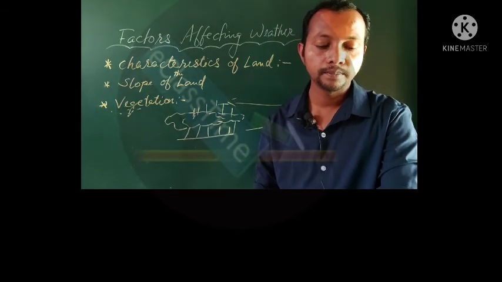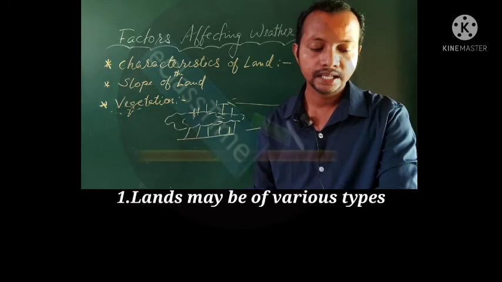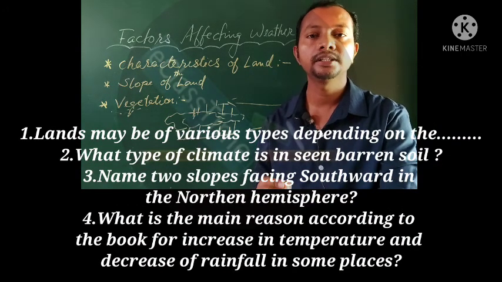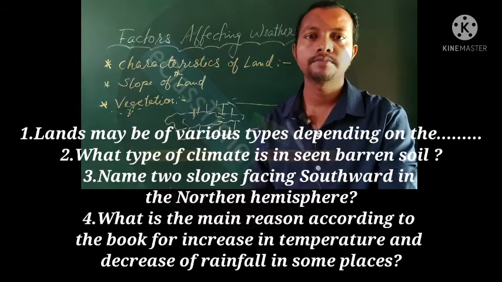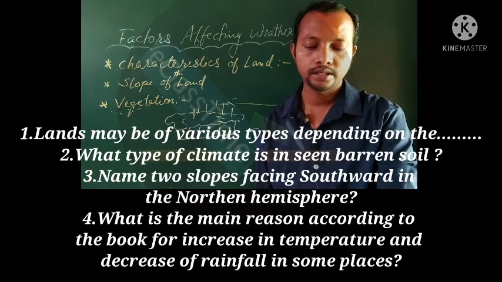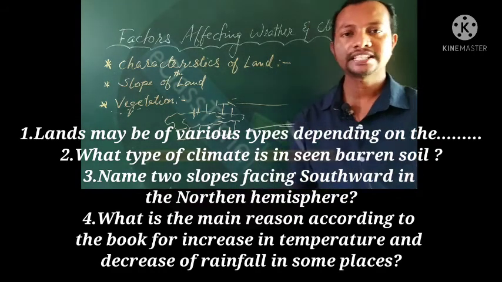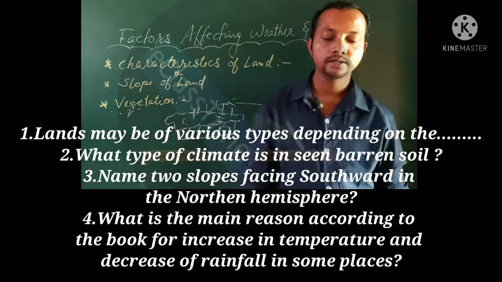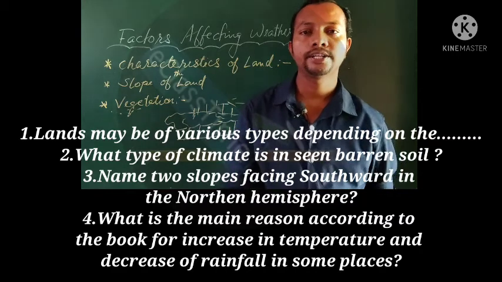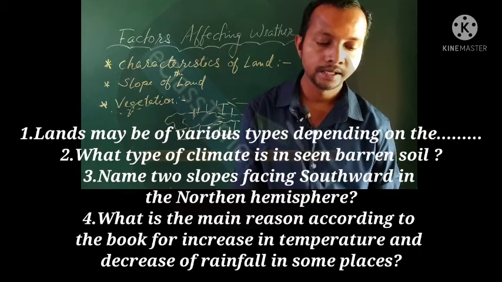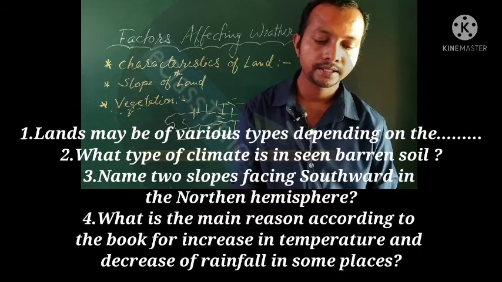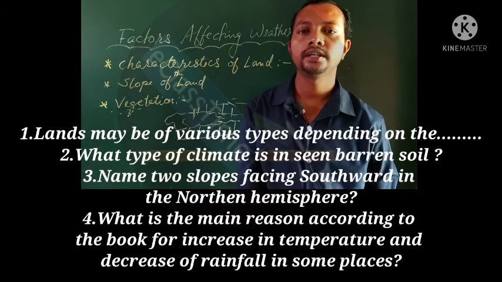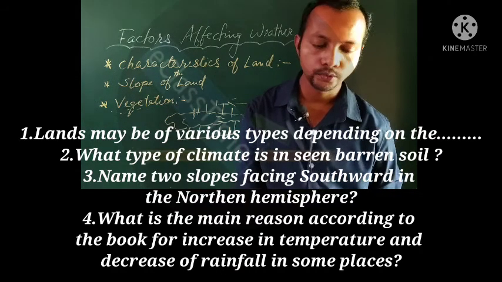It is filling the blank. Land types are mainly depending on what? Depending on what is there in your book. The land type is mainly depending on dash. Next, what type of climate is seen in barren land, barren soil? If the soil is barren, whatever climate do we see?